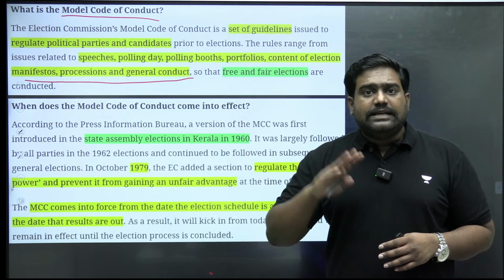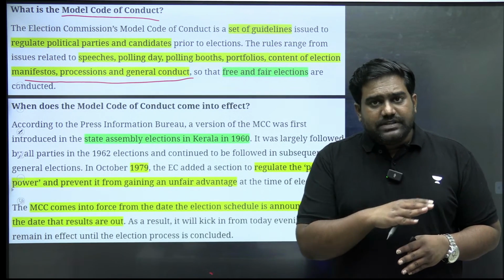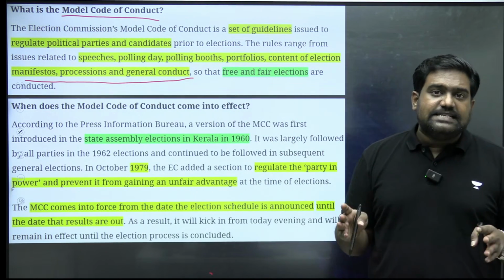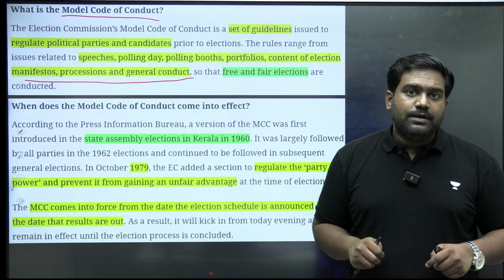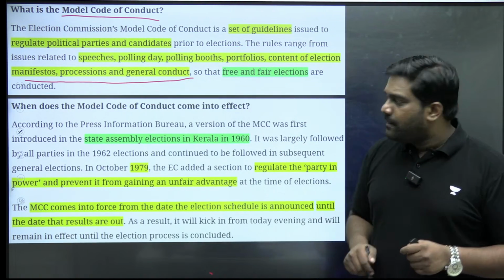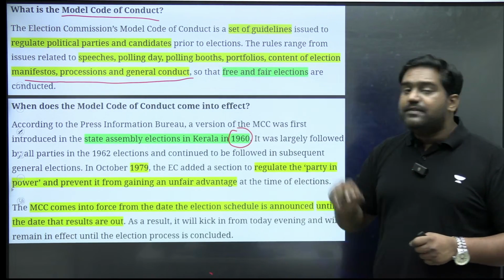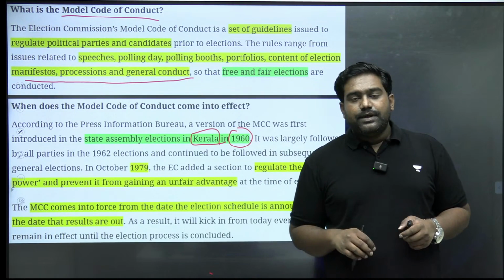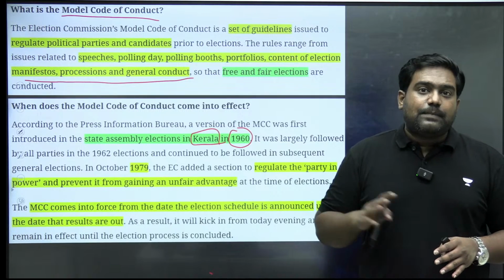And final conduct on the day of results. So all of this is defined under a set of guidelines called the MCC, the Model Code of Conduct. When was it used for the first time? It was used for the first time in the year 1960 during the Kerala State Assembly elections. Since then, it became a regular practice.